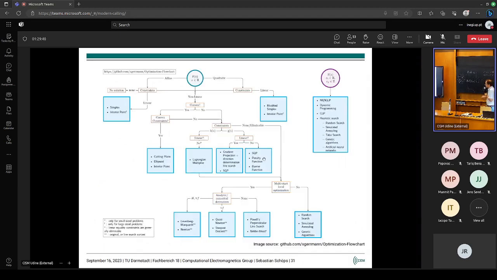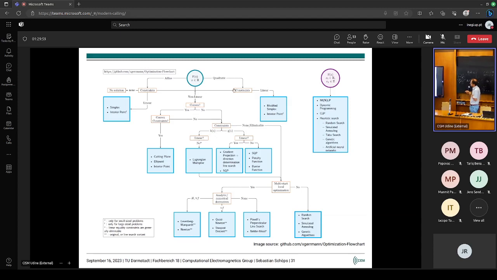So this picture I think is also a very nice one. You may be aware that there are flow charts that can help you if you start optimizing a problem, and you can just go through flow charts like this and check, is my function affine?